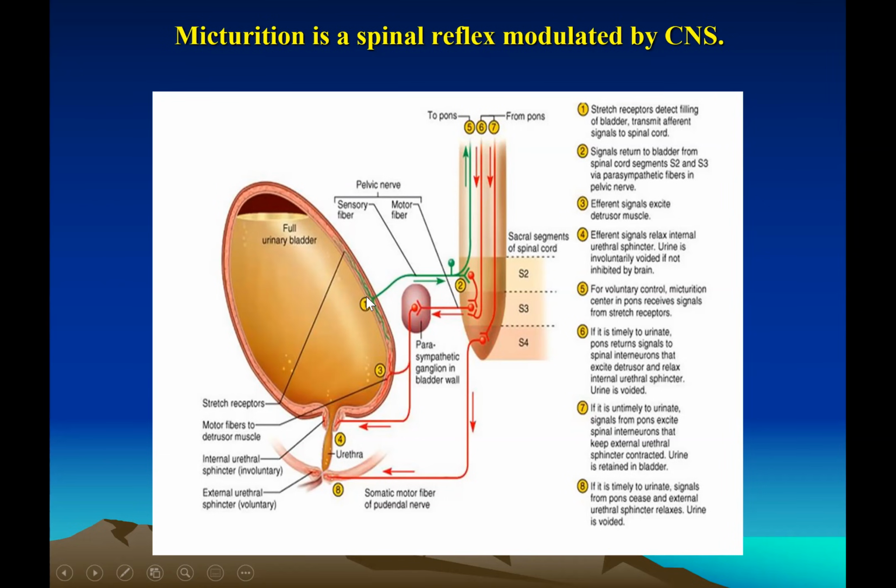The message will go to your spinal cord through the pelvic nerve here. There's a synapse happening around S2, S3 via the parasympathetic fibers of the pelvic nerve. And then it shoots up to the pons. Once it goes to the pons, the message is processed, and then it comes back, and then it will relax the external sphincter. When you are ready, you go to the bathroom. So this is the micturition spinal reflex modulated by the central nervous system. The steps are written here.